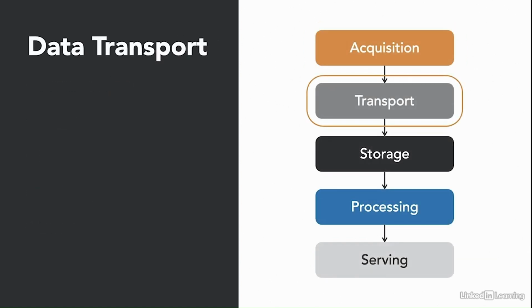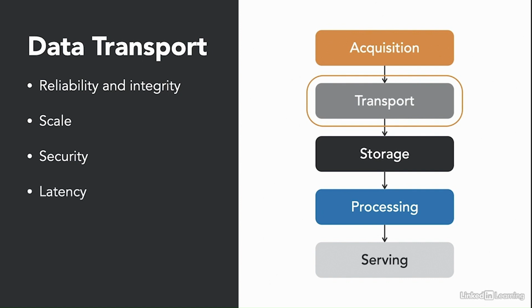Data transport deals with moving data within the pipeline to various processing and storage endpoints. Data transport should be reliable and should maintain the integrity of transported data. Transport requires scale to deal with large quantities of data in the big data world. Data security and privacy may also be key concerns. Latency is an important transport consideration for real-time use cases. Finally, transport should also be cost-effective.